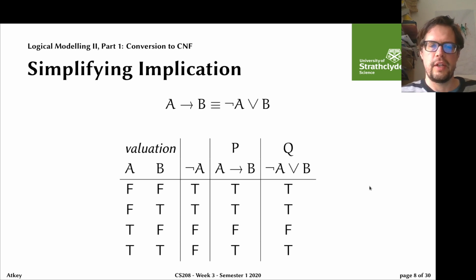And then we can use the idea of equivalence to rewrite the formula we started with into an equivalent formula which is going to be in CNF. So the first thing to do is to take all the implications and rewrite them in terms of not and or. And so we can see why this works using this truth table here. For all valuations, the thing on the left-hand side of the equivalence is true or false exactly when the thing on the right-hand side of the equivalence is true or false.